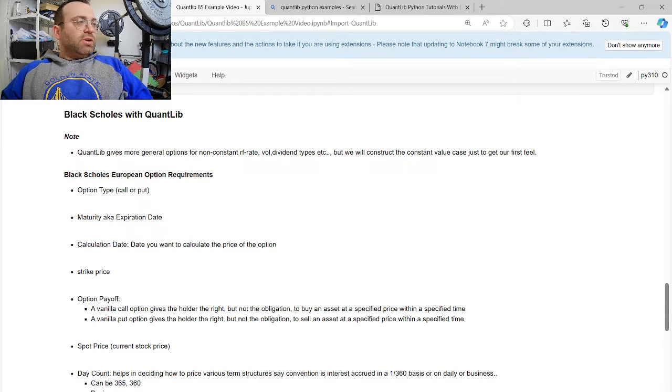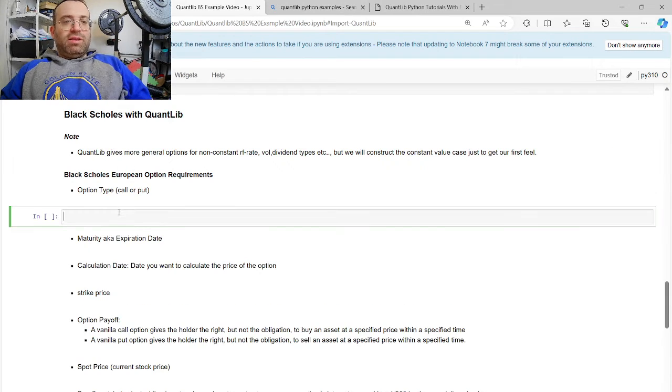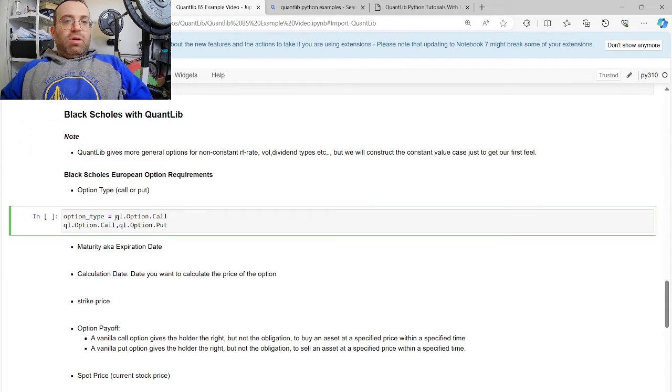Anyways, okay, so let's get started. Let's go step by step on every single one of these, and then we'll just create the function. Again, this has a huge learning curve. So if we do a few examples, we'll start getting the hang of it. So okay, option type. We have to define the option type. So I wrote option type equals QL dot call.